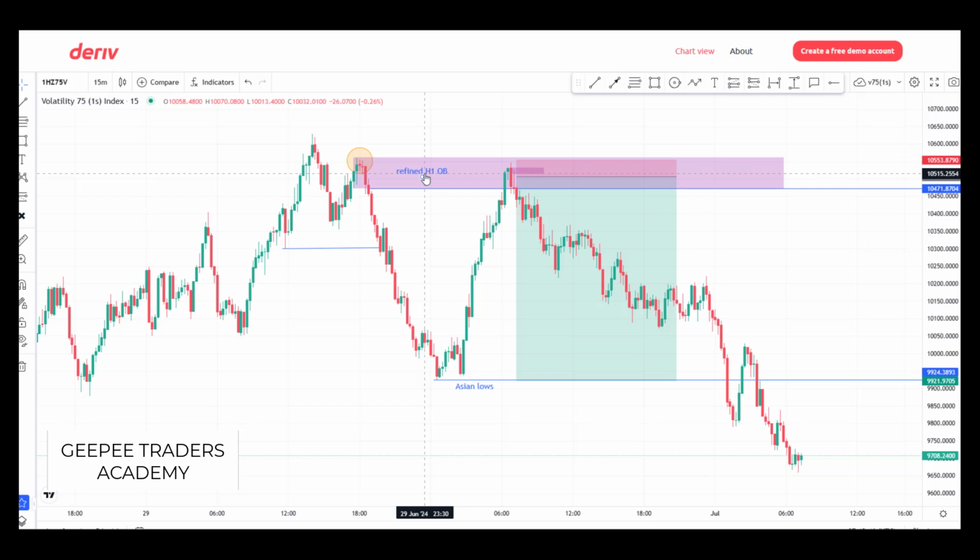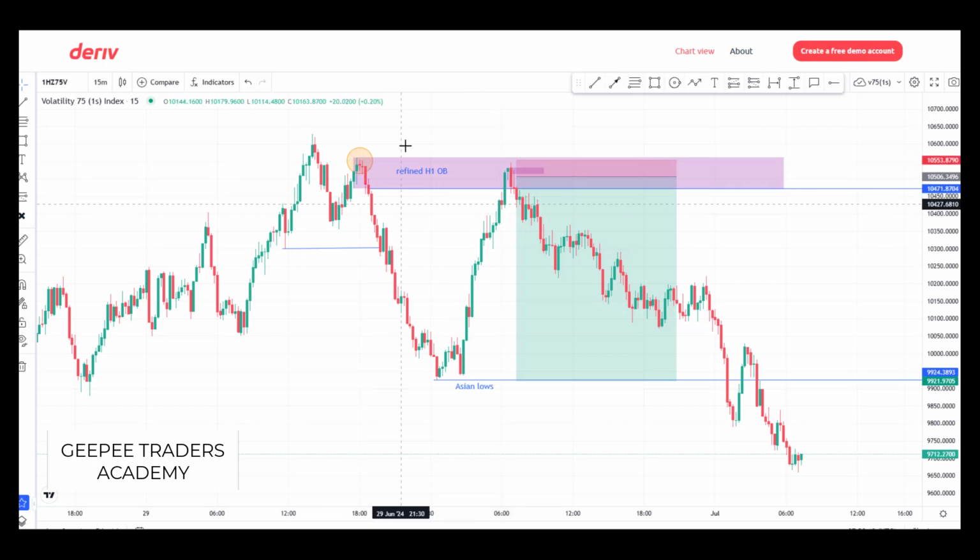How is it refined? A refined order block is another block from a bigger time frame that is refined to fit into a smaller time frame setup, or to fit into a smaller time frame analysis. So that is the meaning of a refined zone, or a refined area of value, or a refined point of interest. In this case, this point of interest here is another block.